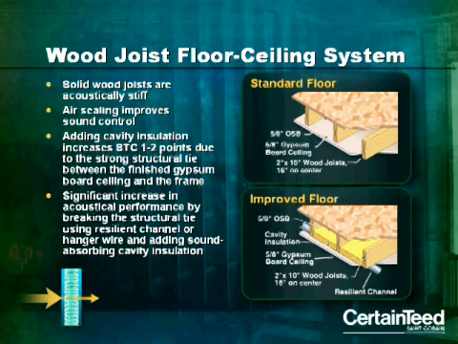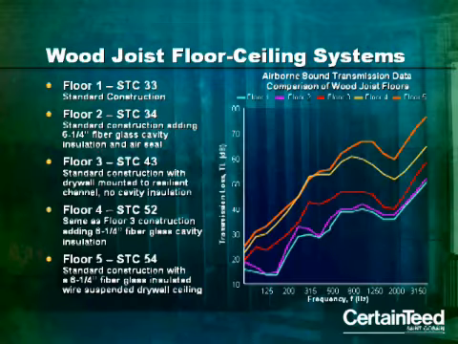of wood construction. Where you get a really significant increase in acoustical performance is when you use sound-absorbing cavity insulation and you break the structural tie between the ceiling and the framing system with resilient channel or by using hanger wire. Here are 5 wood joist floor ceiling assemblies for comparison.